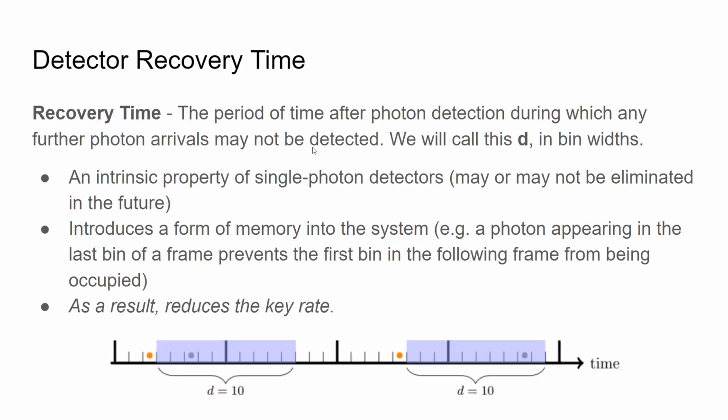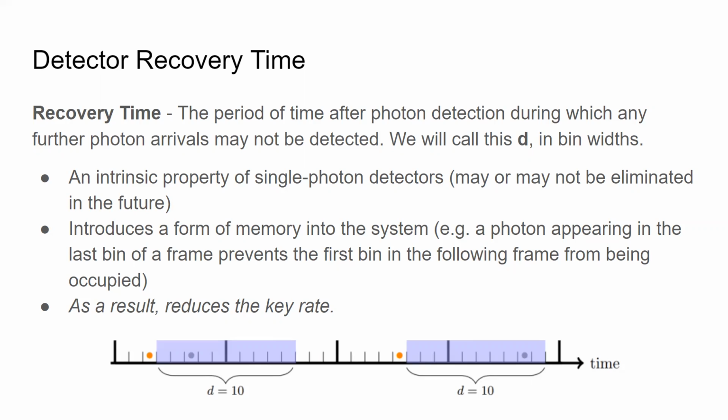So what is this detector recovery time? Downtime is an intrinsic property of a detector and is the period of time after a photon detection during which no other photons can be detected. From now on, we're going to be denoting this as a parameter D, where D is in units of bin widths. So whatever tau is, if D is equal to 1, you can assume that the downtime is equal to tau.